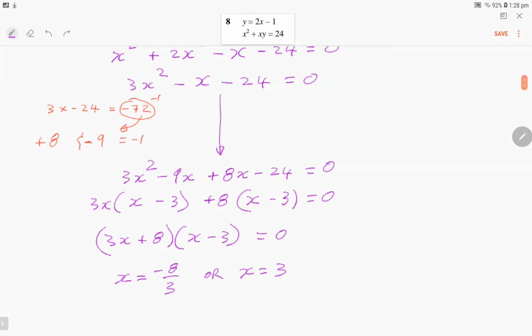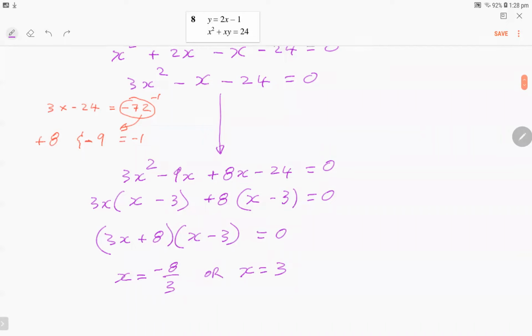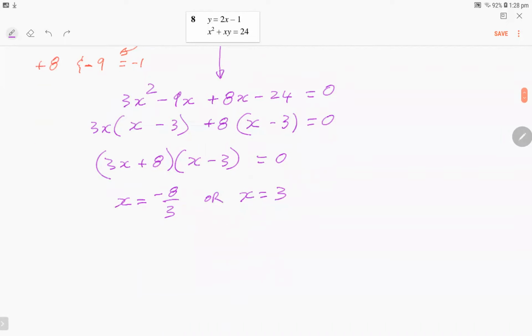Remember, I don't finish there. You want to find a y value to go with this and find a y value to go with this. Because remember, we are solving these two equations simultaneously. So you need to find the two y values. So don't forget what we're doing. Right? We're not just solving a quadratic equation. So all we have to do now, substitute into the line one.